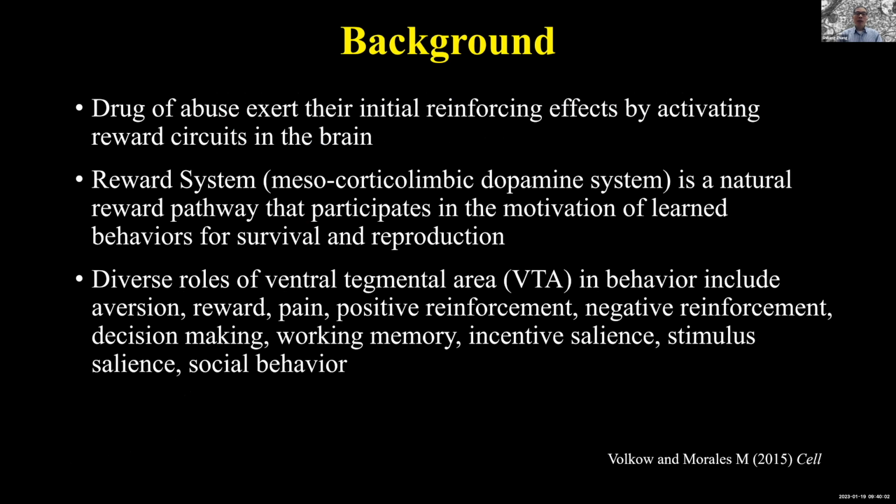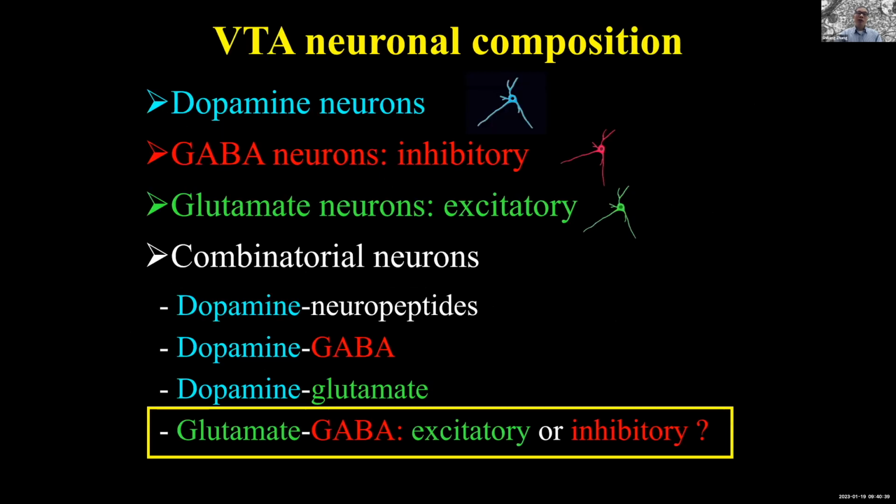The reward system usually works through dopamine systems, from one brain area, mostly the VTA, the ventral tegmental area, to different brain areas. It is mainly for reward, but now the behaviors include aversion, pain, positive reinforcement, negative reinforcement, decision making, social behavior, and a lot of different behaviors. So that is the VTA.